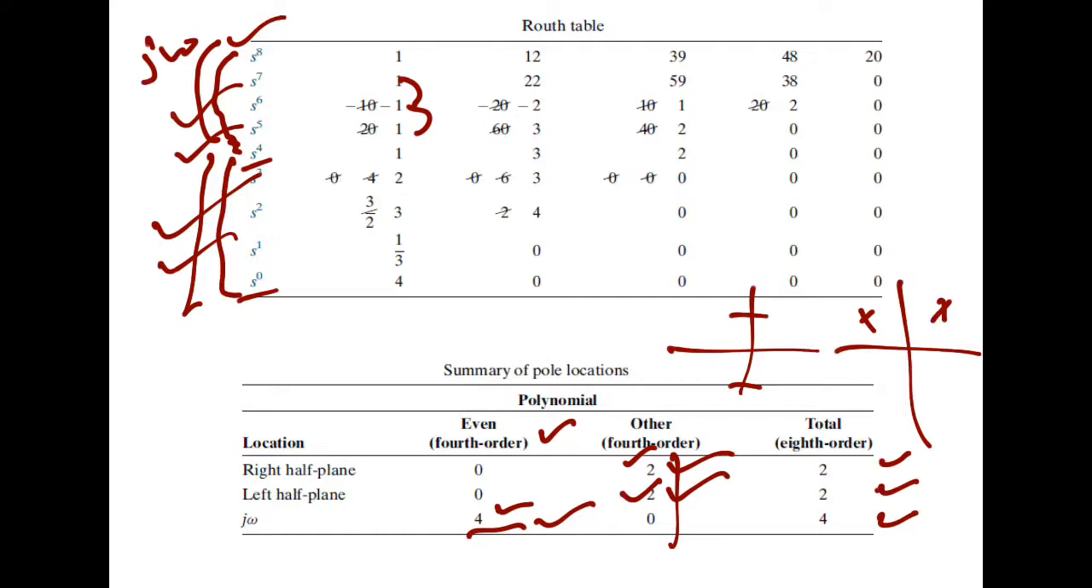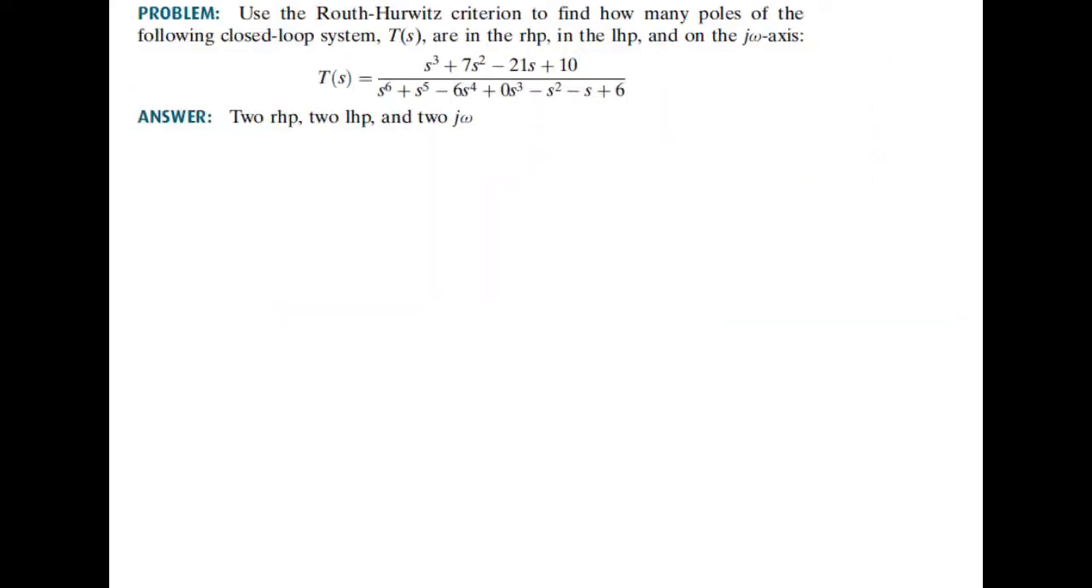Now you have to do this example at your own end. We have used the Routh Hurwitz criterion to find out how many poles of the closed loop transfer function are on the right half plane, left half plane, or on the j omega axis. For your convenience the answer is also given, so you have to work it out at your own end. This is how we have to deal with the special cases.